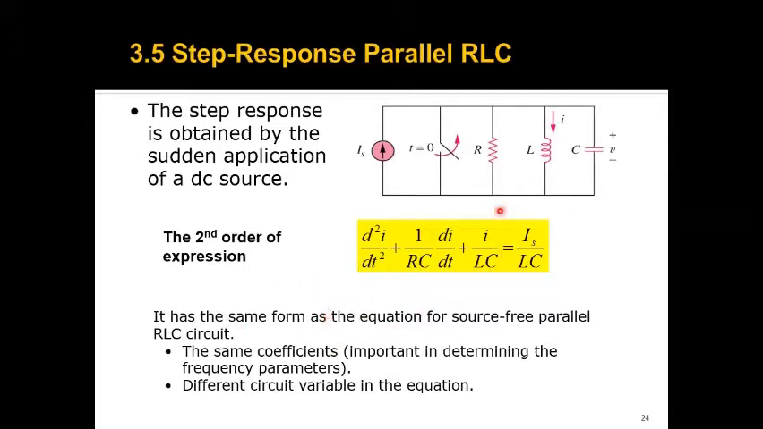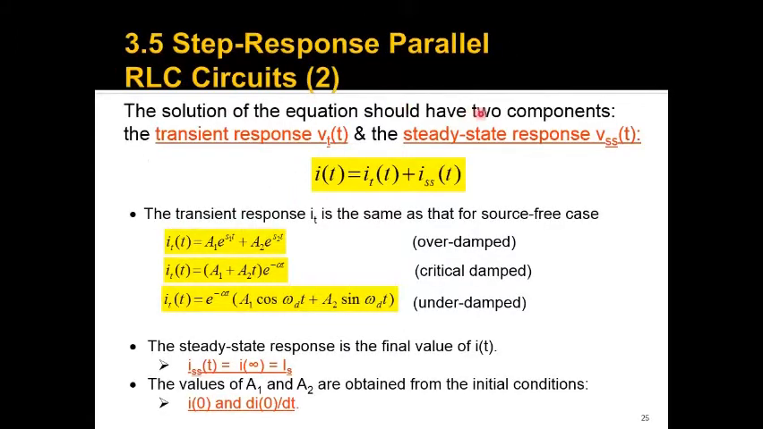Okay, so this is the second order expression for the current, d squared i dt squared plus 1 over RC di dt. It will have the same coefficients, which are important to determine the frequency parameters. As for the solution for this equation, we should have two components. One is the transient response, and the other one is the steady state response. So this is the total solution: the steady state current and also the transient response.